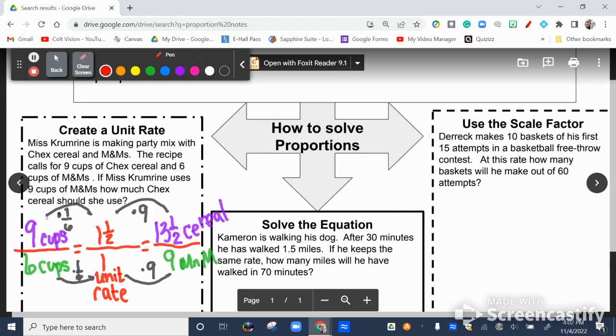So pause this video now and make sure that you have, now that it's all cleaned up, all the notes that you need for this in your composition book.